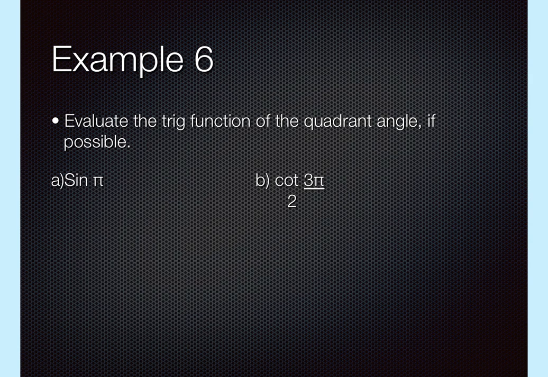All right. This could totally be a quiz question tomorrow. This too should be over there. So, cotangent of 3 pi over 2. Is yours fixed? Yes. Okay. It says evaluate the trig function of the quadrant angle if possible. So the sine of pi, where's pi? The 180 on the left, right? What's the coordinate point there? Negative 1, 0. What's the sine? 0. Cotangent of 3 pi over 2. Where's 3 pi over 2? The bottom. The coordinate point there?